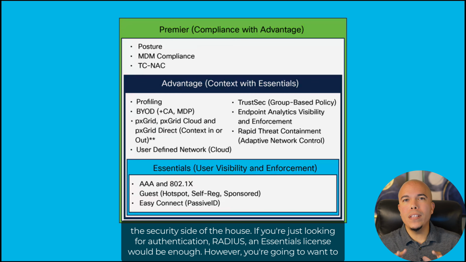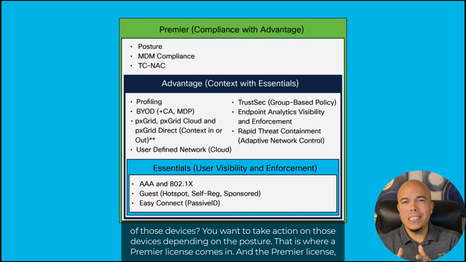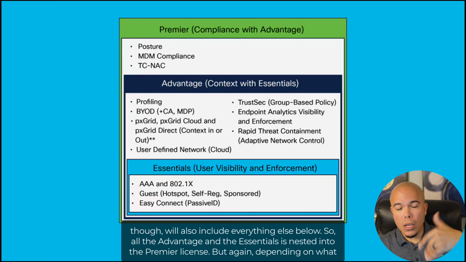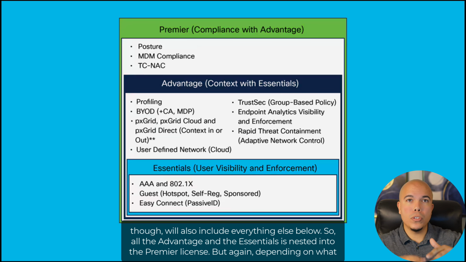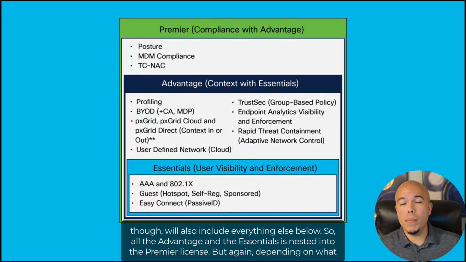However, you're going to want to do more with Cisco ISE. What about the health of your endpoints? Are they jailbroken? Are they following your security policies? What is the posture of those devices? You want to take action on those devices depending on the posture. That is where a Premier license comes in. And the Premier license, though, will also include everything else below. So all the Advantage and the Essentials is nested into the Premier license.